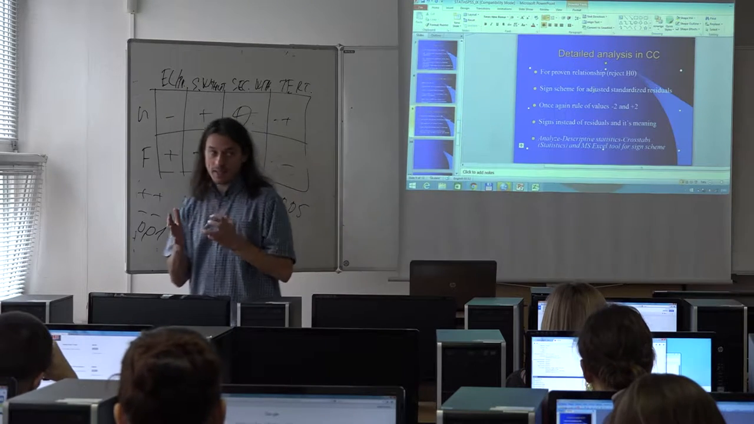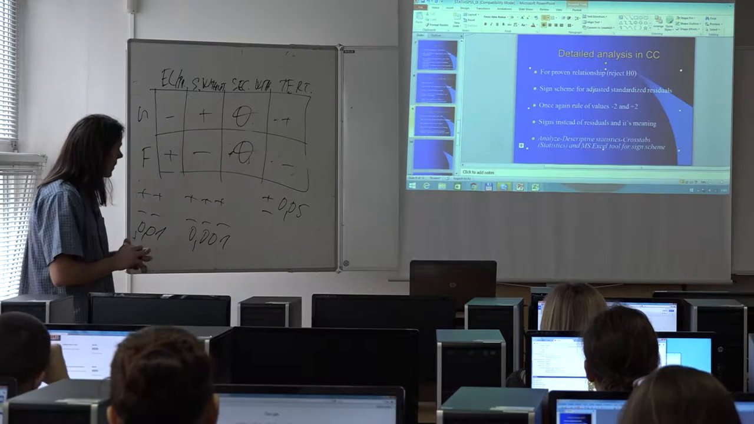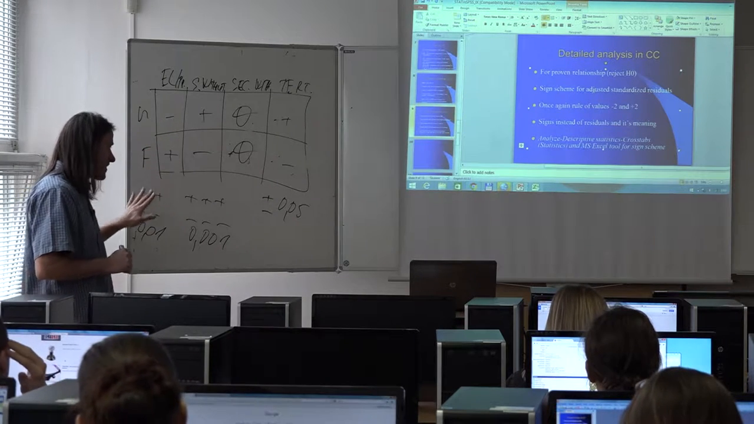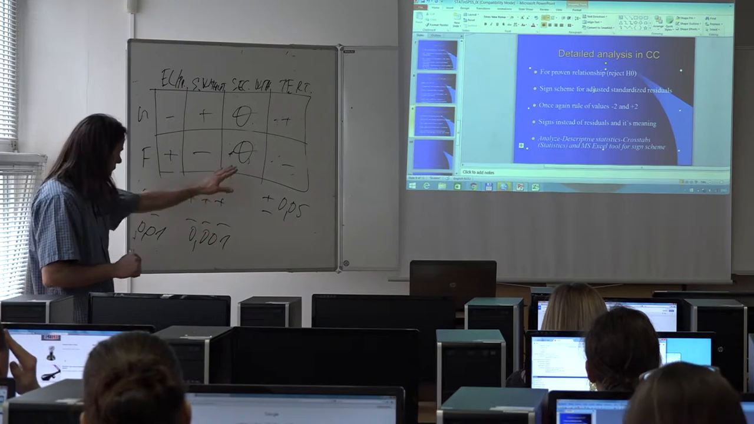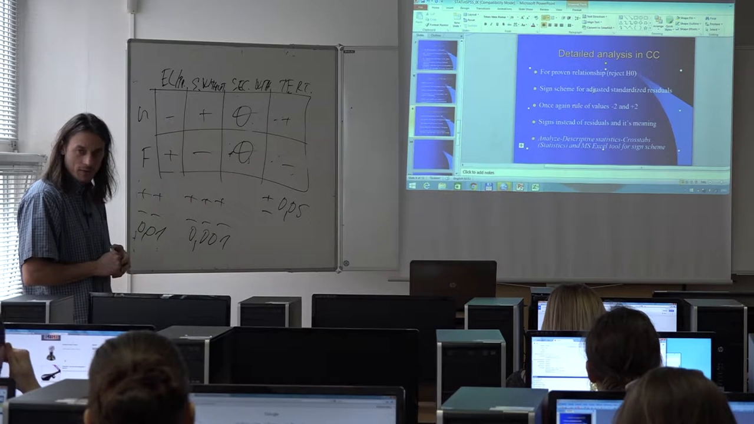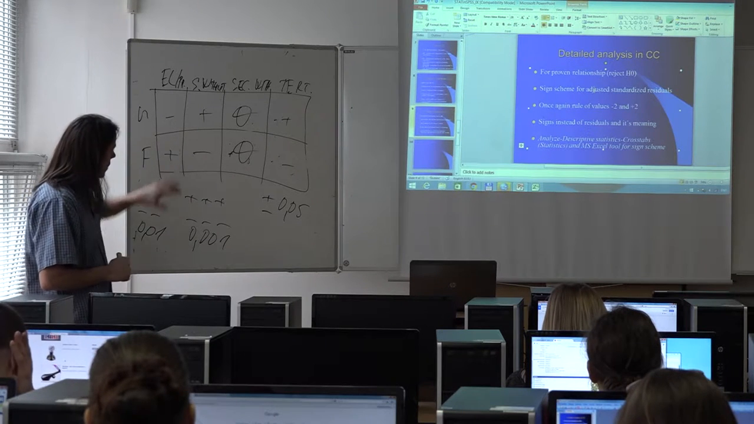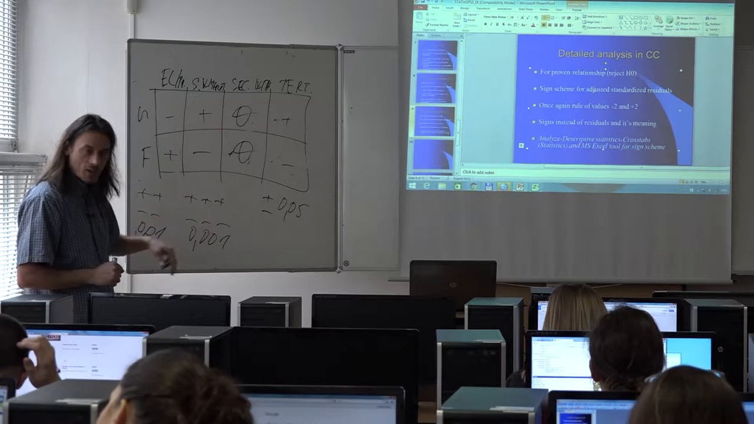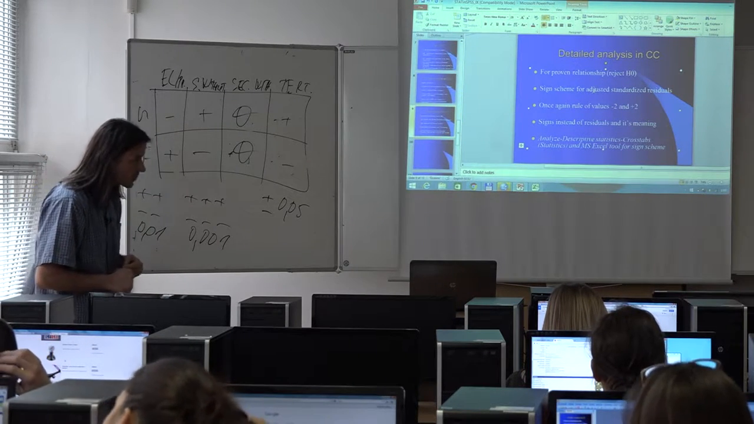But please take in mind that it really matters whether there is plus or minus, and it doesn't matter at all whether there are 1, 2, or 3 of these symbols. So the effect is important, but the number of signs is not important at all for interpretation.